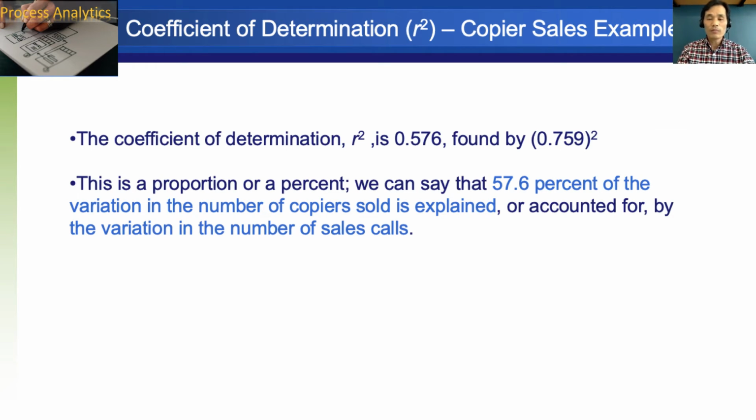Coefficient of determination can be derived from correlation. In this case, correlation was 0.759. Once you find the correlation, it is easy to get R squared because you just need to square it. Then you have 0.576 in this case. And you convert it to percent, then it becomes 57.6%. What does it mean that the coefficient of determination is 57.6%? It means 57.6% of the variation in the number of copiers sold is explained or accounted for by the variation in the number of sales calls.